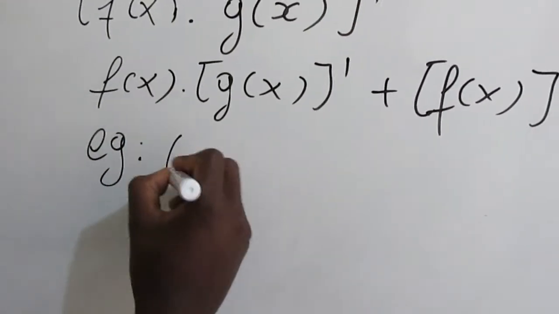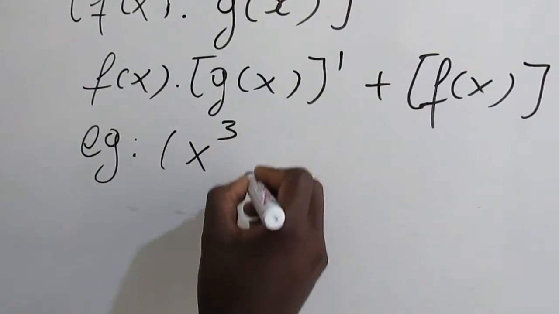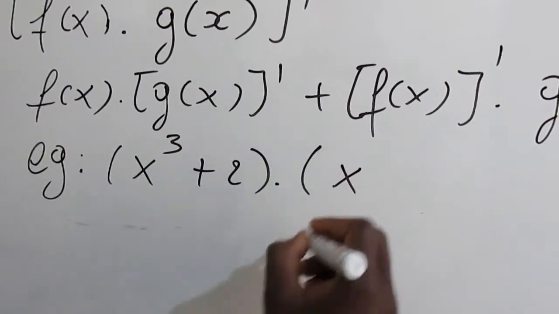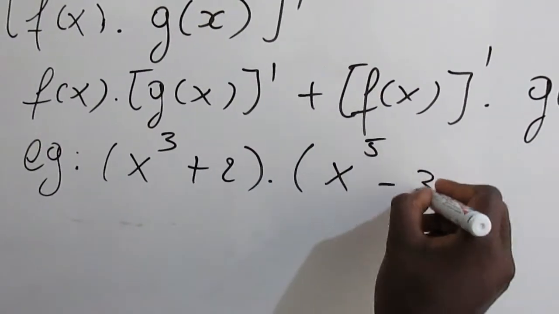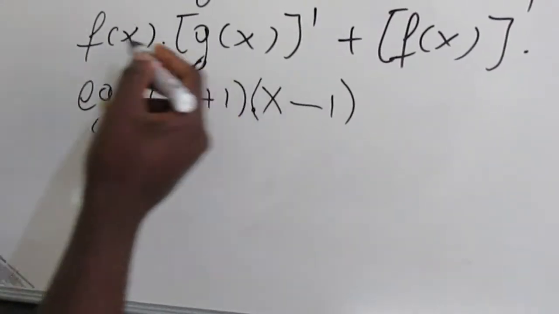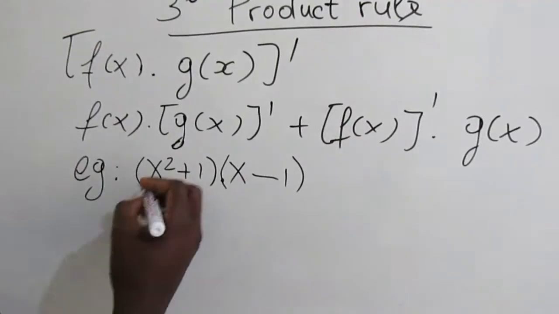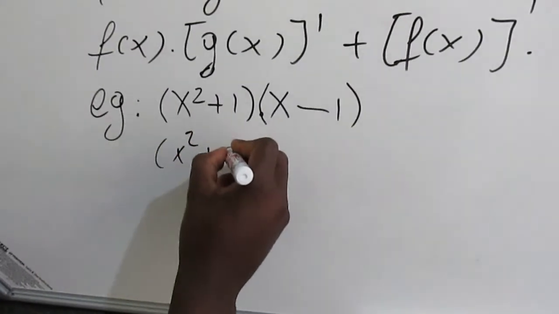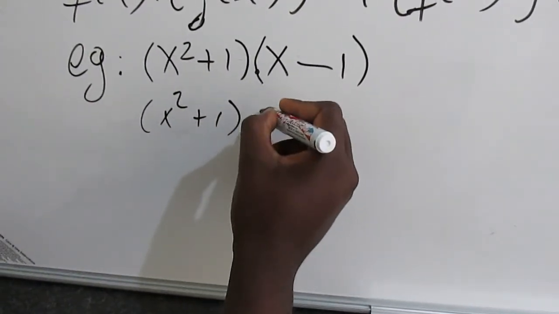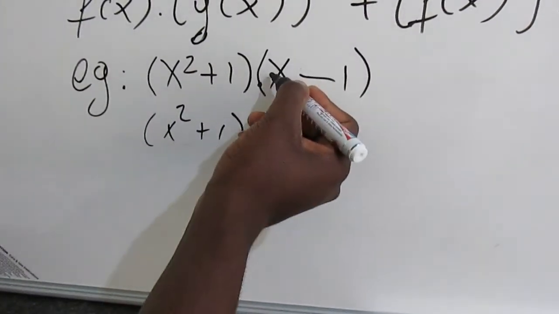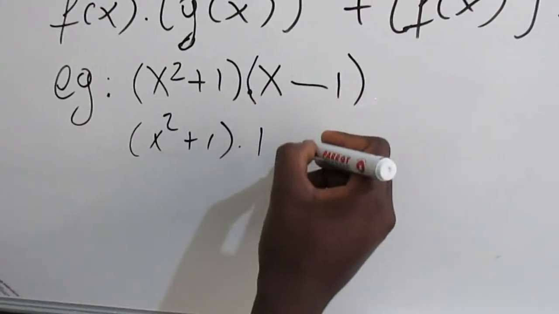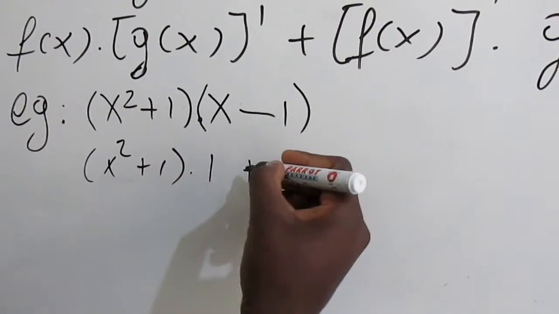For an example, you have x squared plus 1 times x minus 1. This is just an example. So how are you going to do it? We're going to apply this formula here. We keep this x squared plus 1 as it is. Then we derive the second one. It's going to give us 1, because for x minus 1, we derive x, then we derive 1. When we derive x, it's 1 and the derivative of 1 is 0. So we keep 1. Plus, we now derive the first function.